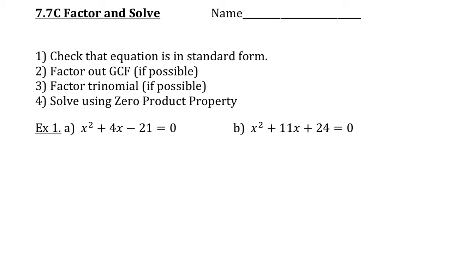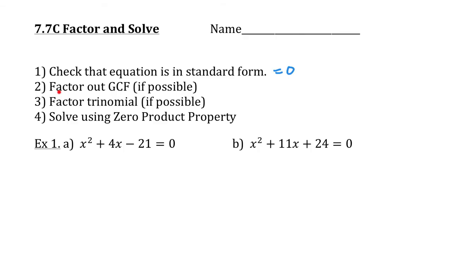In 7.7c, we're going to solve quadratic equations when they are in standard form by using the zero product property. Okay, so the first thing we're going to do is check that the equation is in standard form. Remember, that's going from highest degree to lowest, and it does have to equal 0.